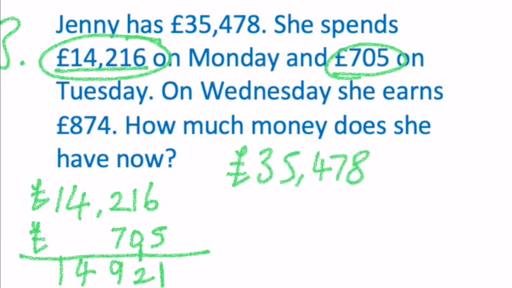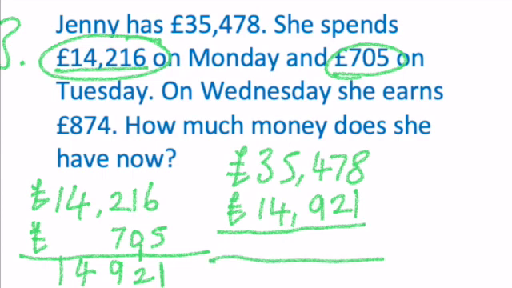So, I'm going to now do 35,478 and I'm going to subtract £14,921. So, 8 take away 1 is 7. 7 take away 2 is 5. I can't do 4 take away 9, so I'll change that to a 14. 14 take away 9 is 5. 4 take away 4 is 0. And 3 take away 1 is 2.